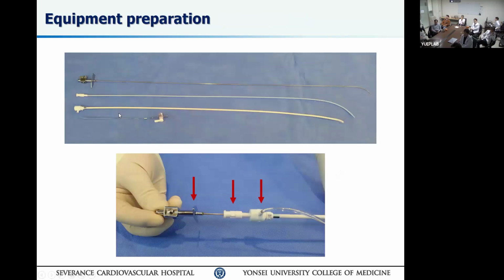This is the transseptal puncture equipment. This is the BRK needle, and this is the dilator of the SL sheath, and this is the sheath. So all these three apparatus are aligned together, as you can see in the bottom picture, in which the pointing should be aligned all together, and the apparatus will point in the same direction.